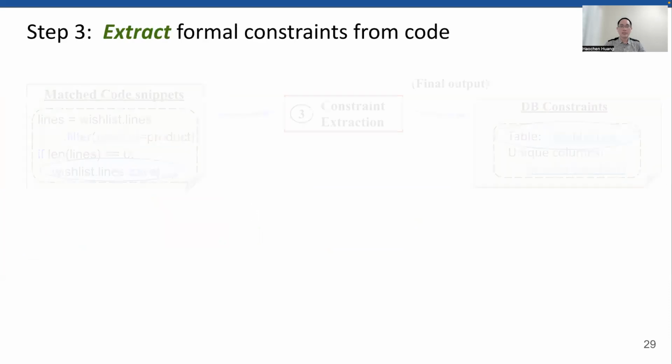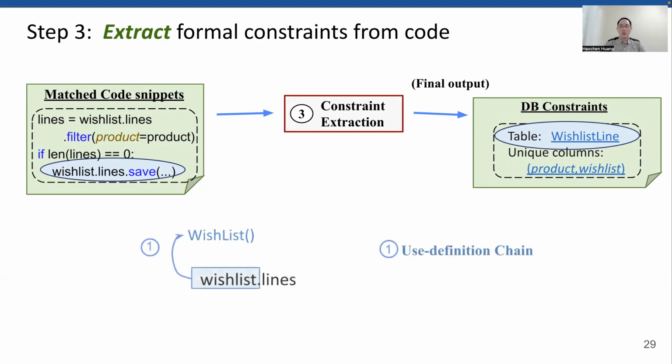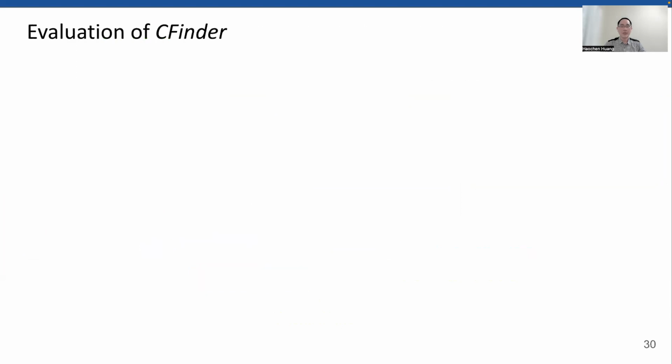The third step is to convert the matched snippet into formal DB constraints. That is, identifying which table the variable represents. This is often non-trivial. We use the use-def chain analysis to find the class definition and use the table's metadata to check the foreign key reference. I'll skip the details here.